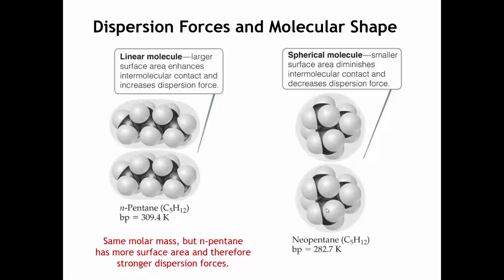And we can understand that by thinking about the surface areas of these molecules. For a cylindrical molecule like N-pentane, there's quite a bit of surface area where the two molecules can approach each other and get close enough so that the dispersion forces are operative. Whereas in a spherical molecule, there's a smaller amount of surface area where the two can come very close to each other, so the dispersion forces turn on. So molecular shape also matters.